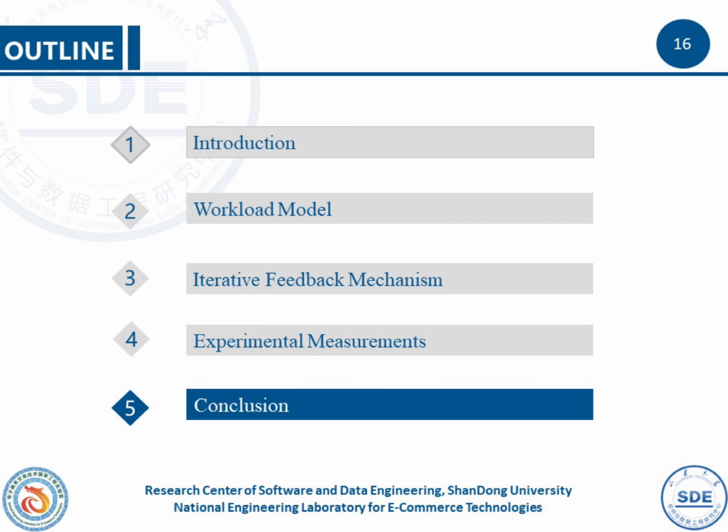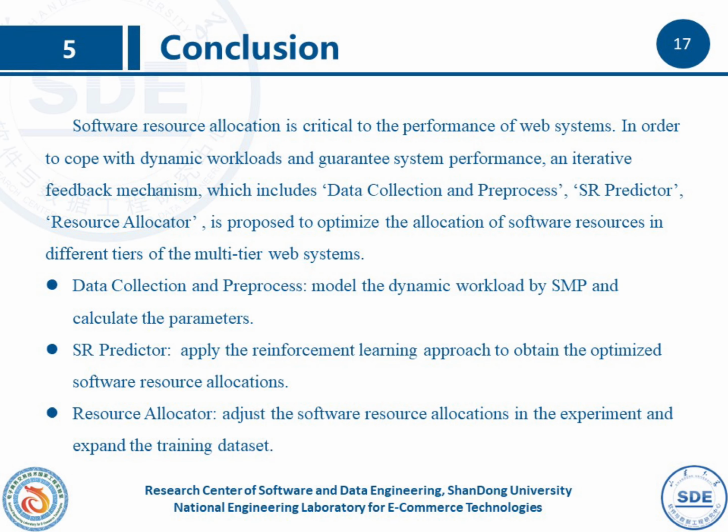Finally, the conclusion. Software resource allocation is critical to the performance of web systems. In order to cope with dynamic workloads and guarantee system performance, an iterative feedback mechanism, which includes data collection and pre-processing, SR predictor, and resource allocator, is proposed to optimize the allocation of software resources in different tiers of multi-tier web systems.